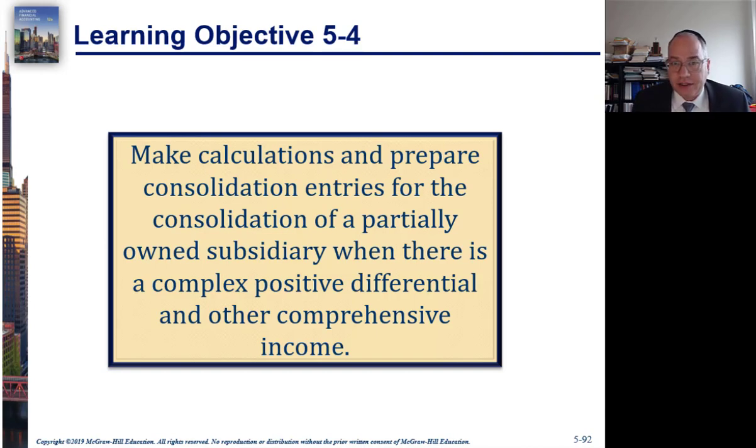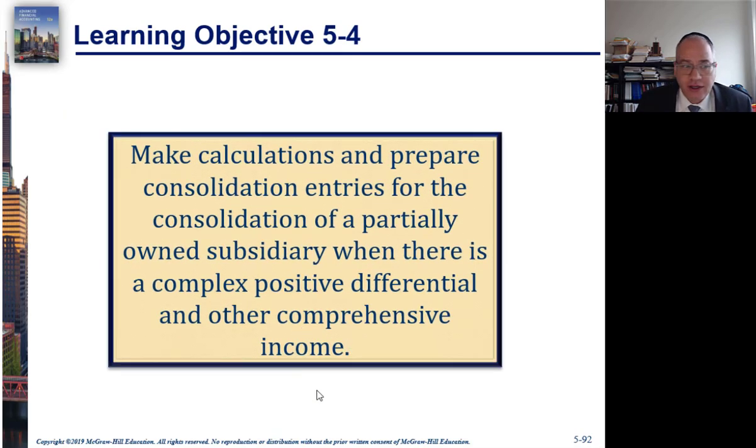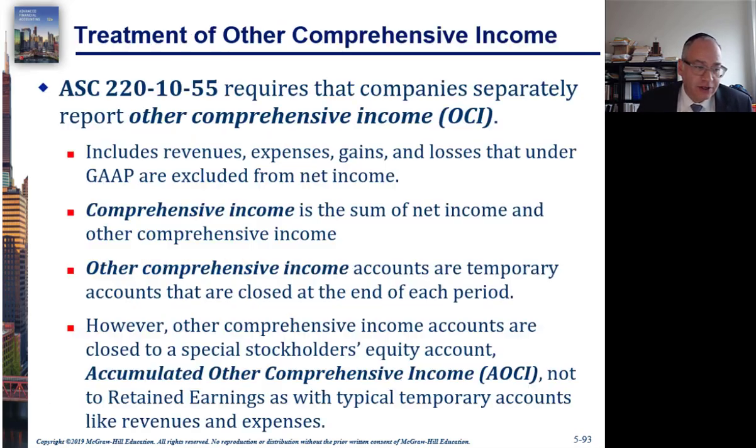Learning Objective 5-4: make calculations and prepare consolidation entries for the consolidation of a partially owned subsidiary when there's a complex positive differential and, this is the new wrinkle, other comprehensive income. So let's talk about how we would do this kind of consolidation in the event that we had other comprehensive income. And you've got to remember what other comprehensive income is.